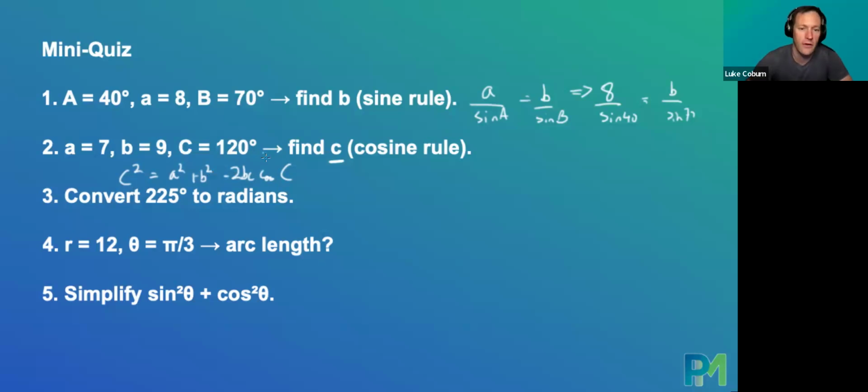In this, sorry, look, I even made a mistake again. Here we go. This is how you do it. This is not 2bc, it's 2ab. You can see the leakage. This is where the mistakes creep in when you're not really paying attention. Okay, so we're looking for c. So c squared is now equal to 7 squared plus, no, plus 9 squared minus 2 times 7 times 9 times cos of 120.